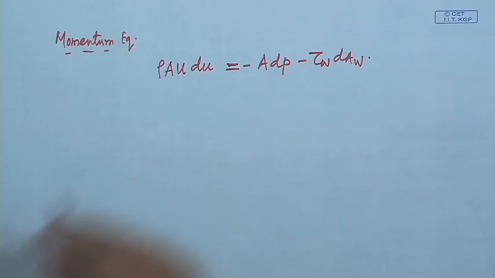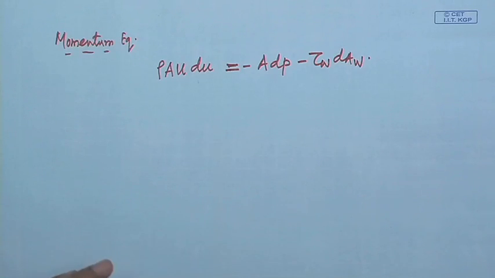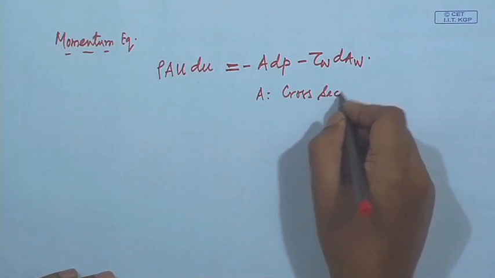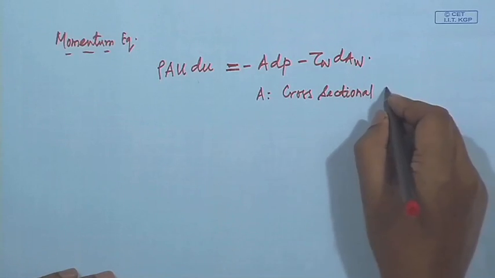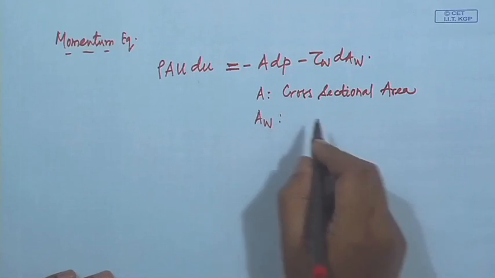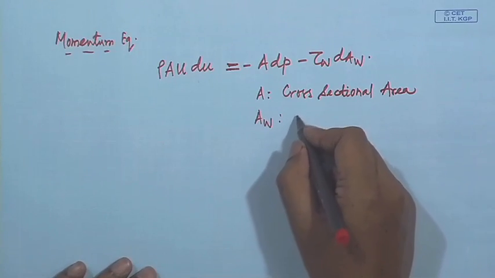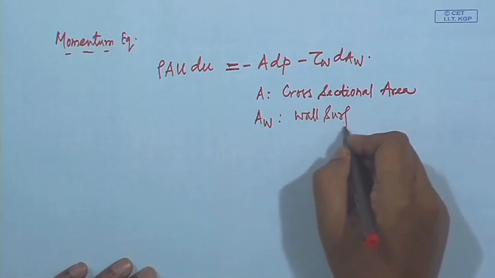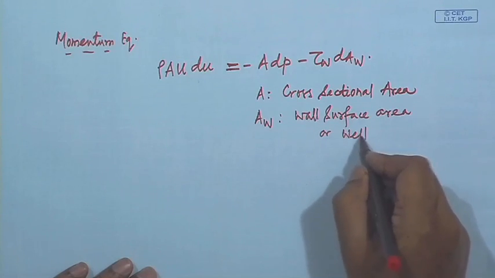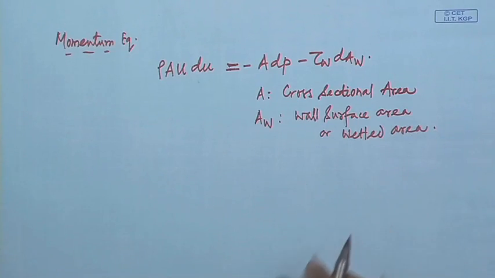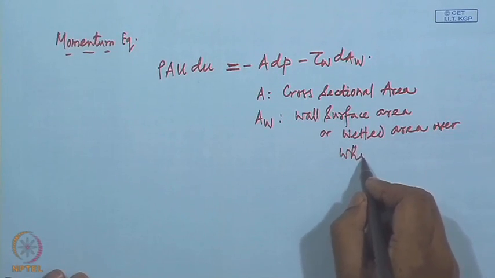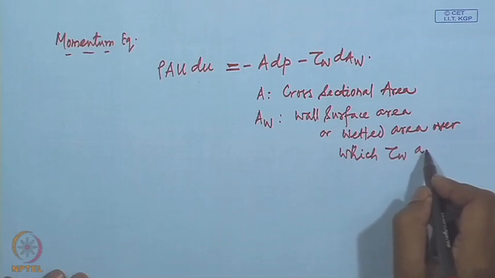So, A is the cross sectional area associated with mass flow, and A w is the wall surface area, or more commonly known as wetted area, over which tau w acts.